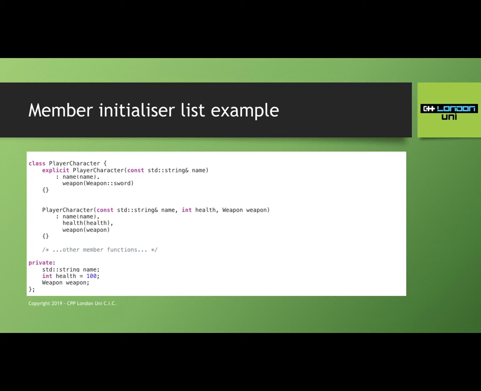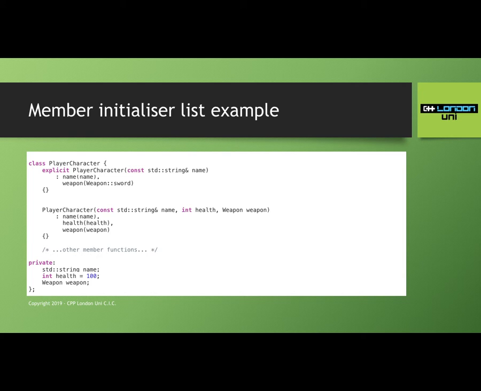We've also got a second player character constructor. Imagine this one is for when you load up a save game. When you load up a save game, you might have a different health value that was saved. You might have a different weapon that you've collected somewhere along the game. So in this case, we need to initialize all three of our members from the constructor arguments that we were given. The name, the health, and the weapon.